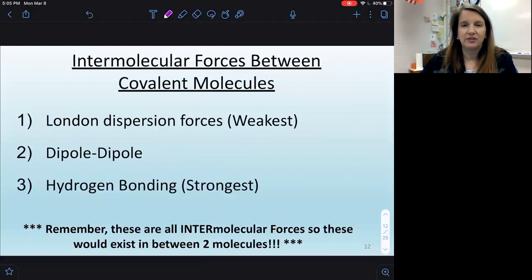So there's going to be three different types of intermolecular forces that can be found between covalent molecules. The weakest of the three is going to be your London dispersion forces. Then you have your dipole-dipole interactions, and then you have hydrogen bonding. Now, of the three, hydrogen bonding is the strongest that's found between covalent molecules. It's still not stronger than ionic compounds, though. Now, these are all intermolecular forces. So in order to actually see that intermolecular force in a drawing, you would have to draw at least two molecules to visualize what's happening between those two molecules. And we'll discuss that as we go.